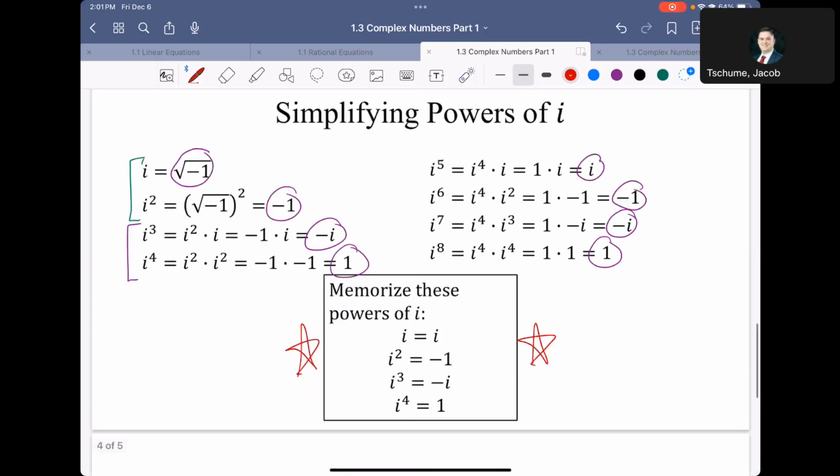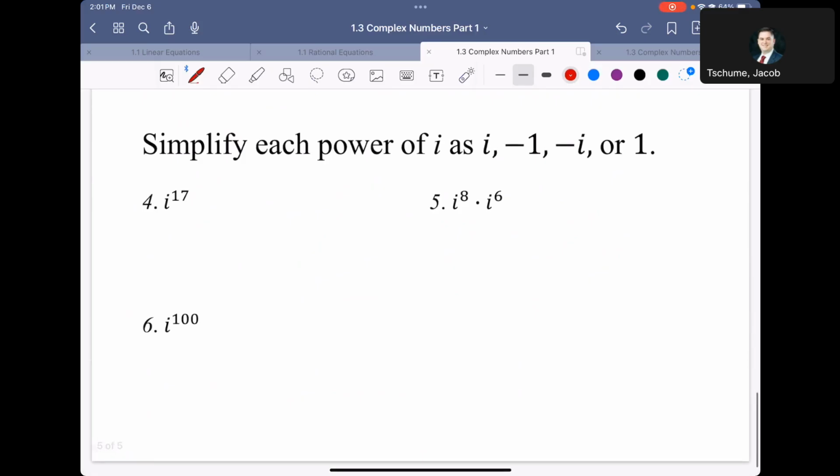All right? So let's finish up this video by doing a few examples of how to deal with i powers. So on number 4, it's asking you to find what is i to the 17th power. Now you may be wondering, I thought you said we only had to know the first 4. How do we deal with these higher numbers? Well, here's how you're going to do it.